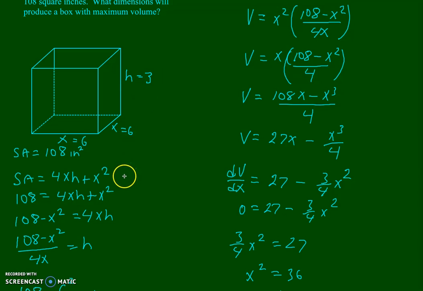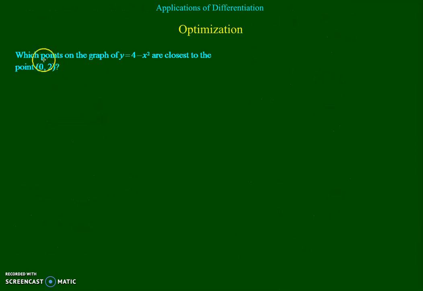And so now let's move on to another problem. In this problem, which points on the graph of y equals 4 minus x squared are closest to the point (0, 2)? So let's go ahead and bring up a visualization of this. And we can see the graph of the function. This is the point (0, 2), and we have some point on the graph, (x, y), that we're trying to minimize the distance from (0, 2).